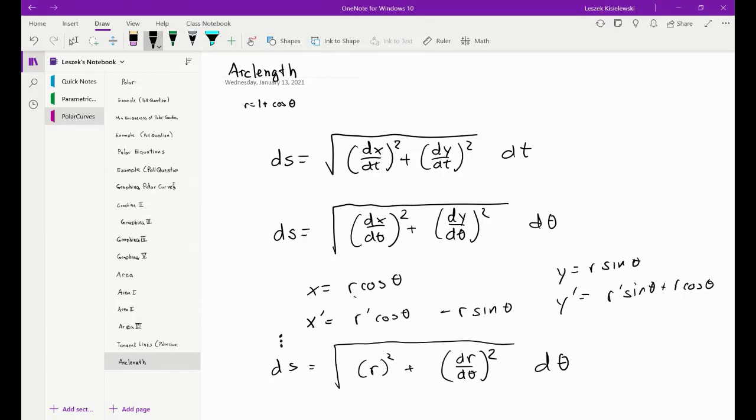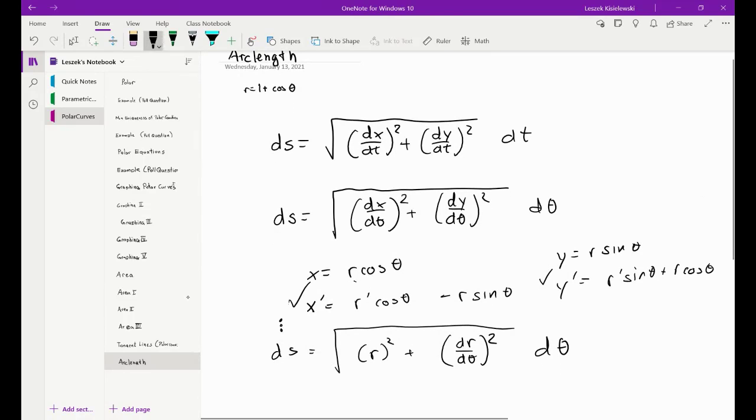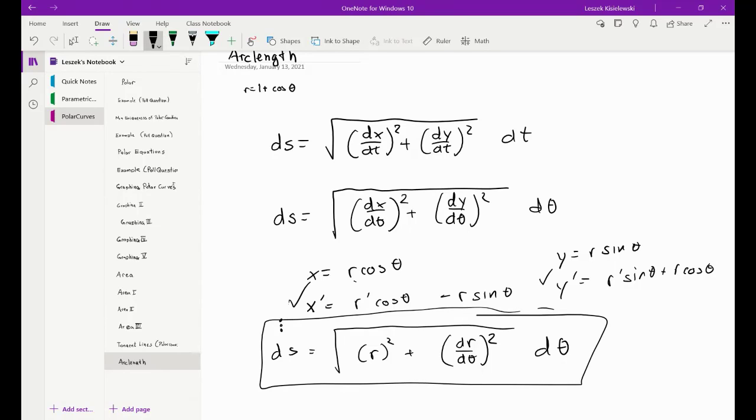Okay, so you might want to try that, actually squaring these derivatives, recombining things, and using the Pythagorean trig identity to get this reduced formula for the differential arc length.